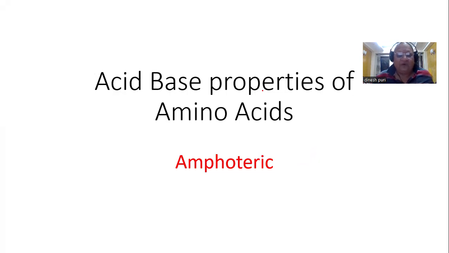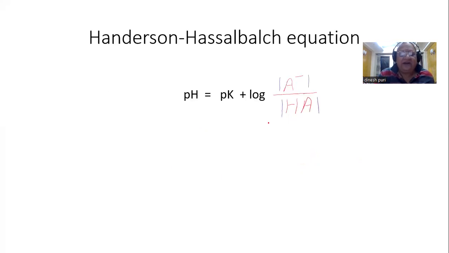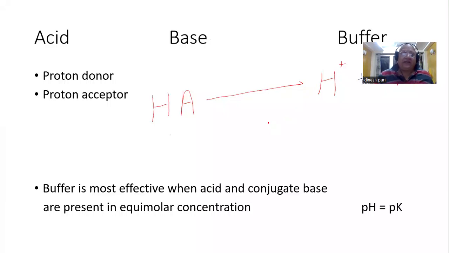And we had also seen that amino acids are amphoteric. We had also seen the acid-base properties of the amino acids in the previous class. Now let us see what is an acid, what is a base, what is a buffer in a more elaborate manner.